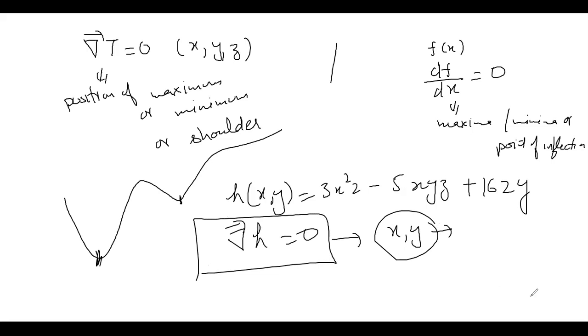Now let's talk about the other two terms. The second term is if you take the dot product of this del with the vector quantity. This is called divergence.